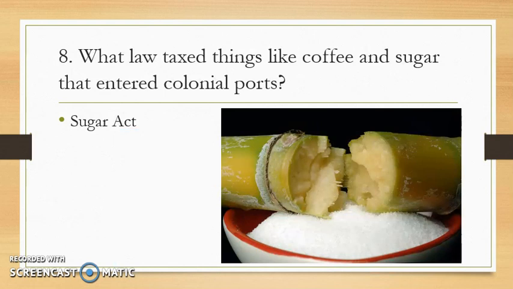Question 8 is, what law taxed things like coffee and sugar that entered colonial ports? That's the Sugar Act. And this is sugar cane. Remember, I told you it's a very quick turnaround on that whole sugar cane to actually process it and get it to where it's granulated sugar. So when you look at the Sugar Act, the colonists are going to naturally rebel against it. They're going to tell the British that they don't feel it's fair. And eventually Britain is going to repeal the Sugar Act. So they do put a tax on coffee and sugar. This is a direct tax. You know that when you buy these items, okay?